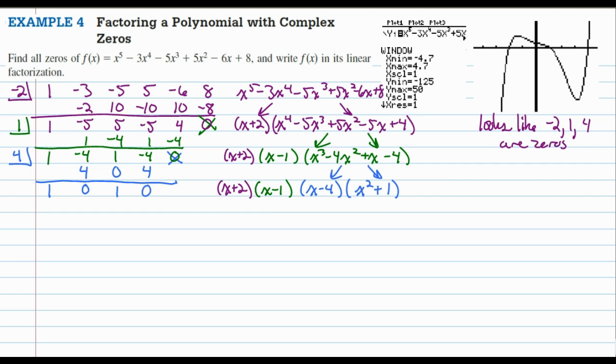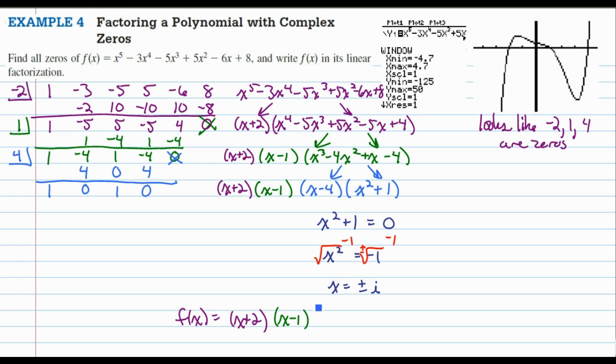So I just need to set that equal to 0 to find out what those zeros are. And if you remember, the square root of -1 is i. So I have plus or minus i as my other 2 zeros, which I now have my complete factorization. F of x equals x plus 2 times x minus 1 times x minus 4. And now since positive i is a 0, x minus i is a factor. And then since negative i is a 0, x plus i, or x minus negative i, is a factor. There are my 5 zeros.